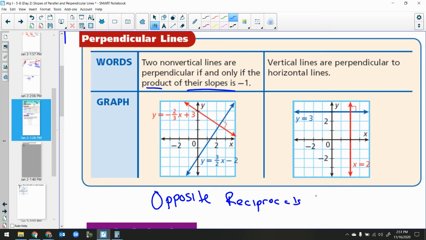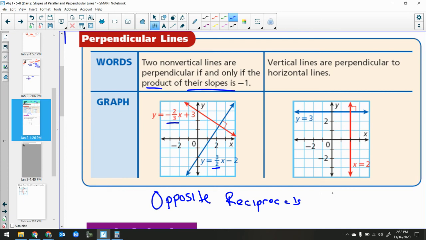Opposite reciprocals are ones that are flipped, and one is positive as one is negative. Like, for example, here, -2/3 and +3/2. Those are opposite reciprocals. One is 2/3, the other one is 3/2, and this one's negative and this one's positive. If you multiplied them together, you would get -1. But it's hard to remember to do that, and it's hard to remember to figure that out.